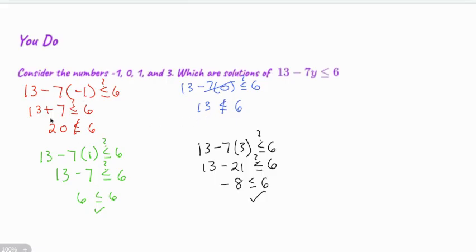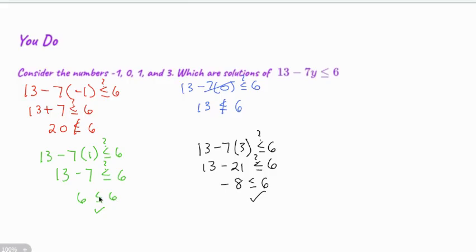Remember that negative 7 times negative 1 gives us a plus 7. That gives us 20 less than or equal to 6, but that, of course, isn't true. The 7 times 0 cancel. We had 13 less than or equal to 6. Also not true. And then we get 13 minus 7 on the third one, which gives us 6 less than or equal to 6. That is true because those are equal.